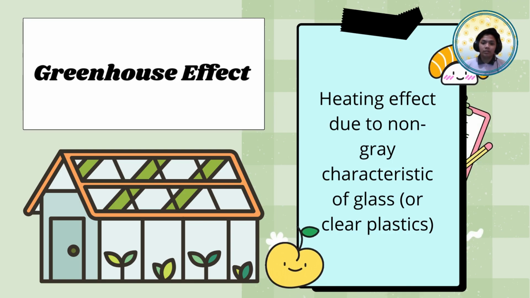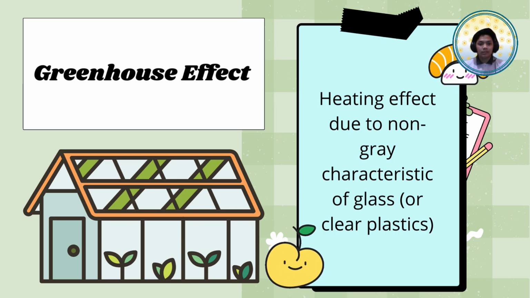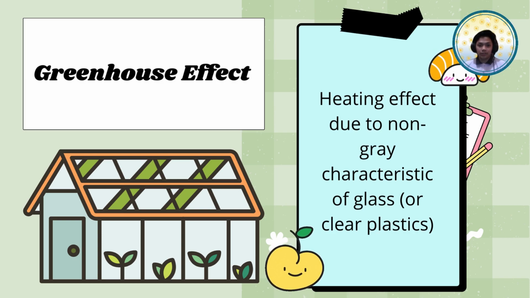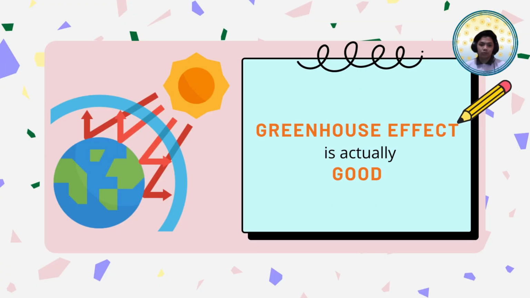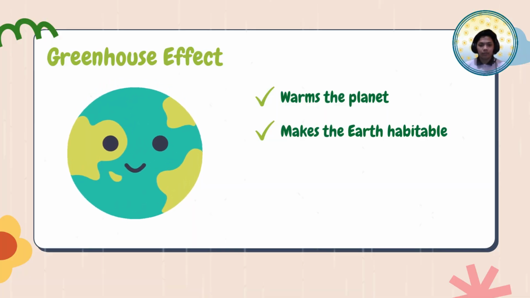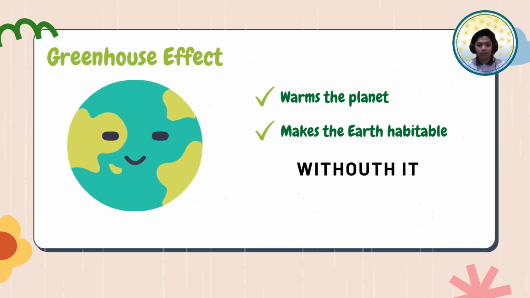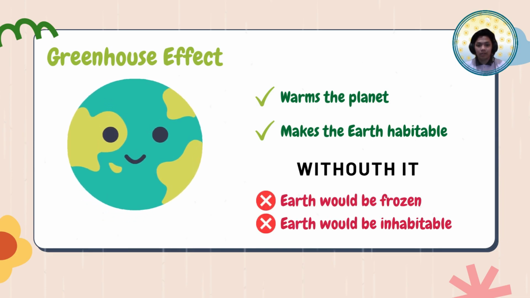Now, this heating effect, which is due to the non-gray characteristic of glass or clear plastics, is known as the greenhouse effect because it is used in greenhouses, and by doing this, the plants stay warm even at night or even in winter. As a stereotype, the Earth is said to be hot and getting even hotter due to this greenhouse effect, but the greenhouse effect is actually good. It is the reason why our planet is warm and habitable. It helps in supporting life here on Earth, and without this greenhouse effect, Earth would be frozen and uninhabitable to any creature.